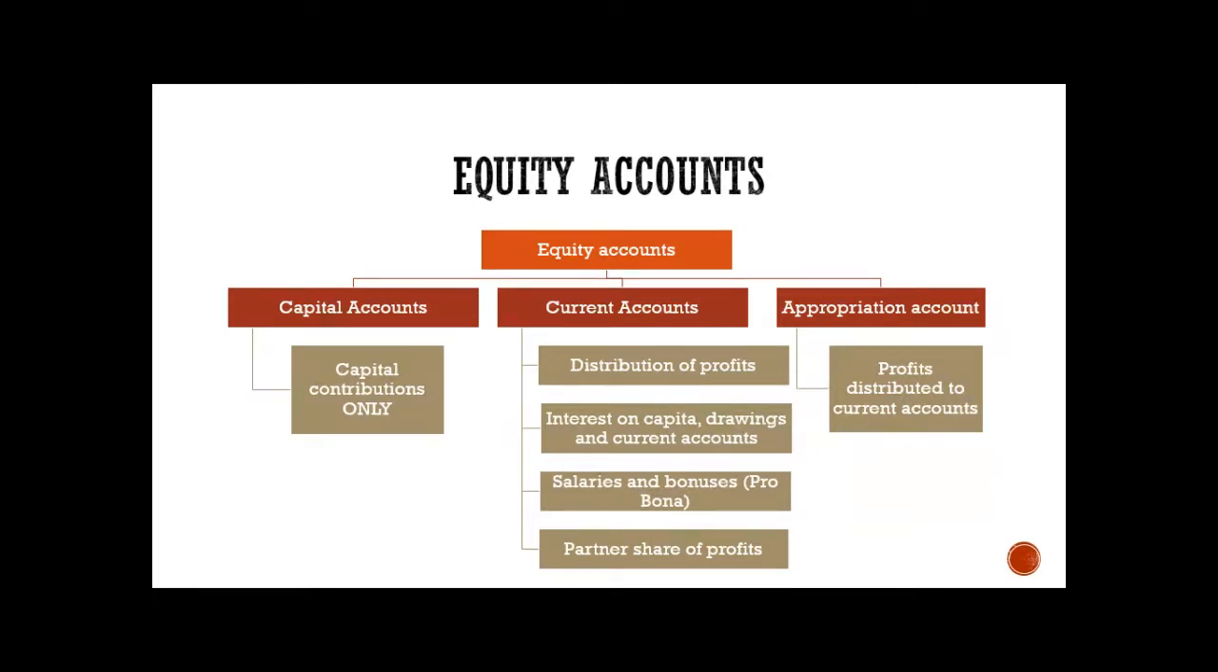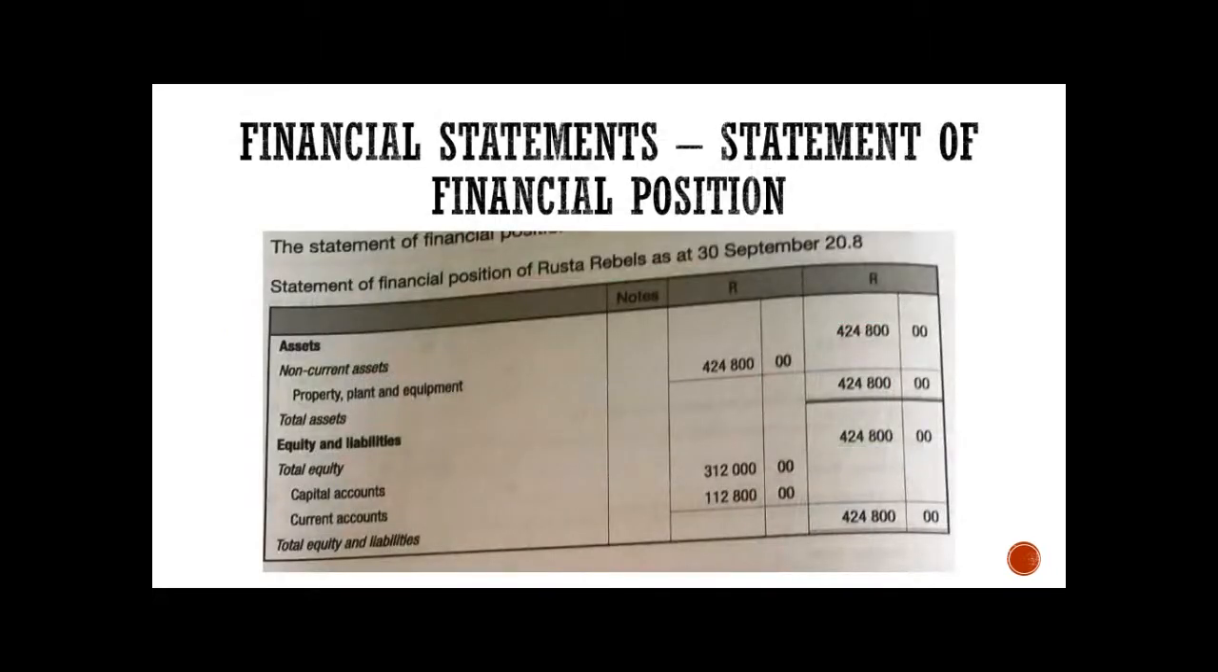Okay, so appropriation shows all the income and expenses after the initial profits, and then it shows how we distributed that amount to the various partners. Okay, so this is just how your statement of financial position differs. So you'll see the total equity is split between your capital and your current accounts. It's the only two things you disclose in the equity. The appropriation account is not an equity account. It's a year-end account which we use to close off the profits and losses.